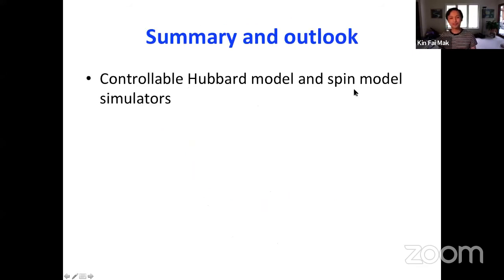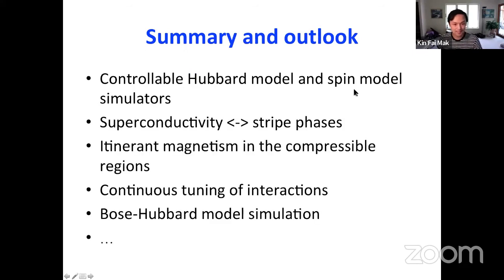So just to summarize, I hope I have convinced you that this is a very controllable and interesting system to simulate the Hubbard model and various spin models on different lattice symmetries. And there are many remaining questions that actually need to be addressed in this system, and lots of interesting things to be discovered. For instance, whether we can observe superconductivity in the system.